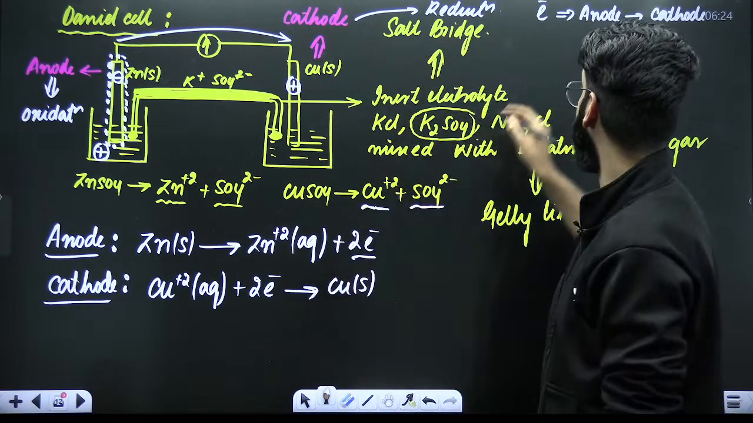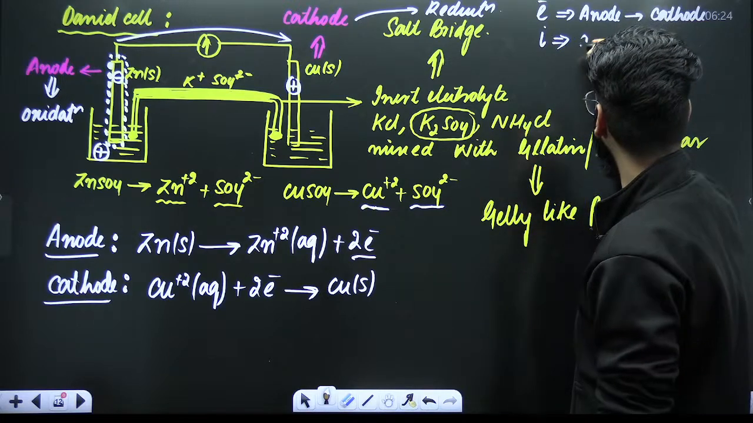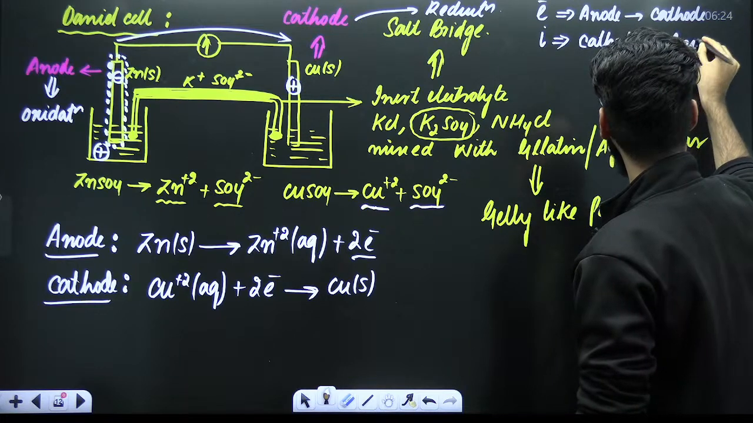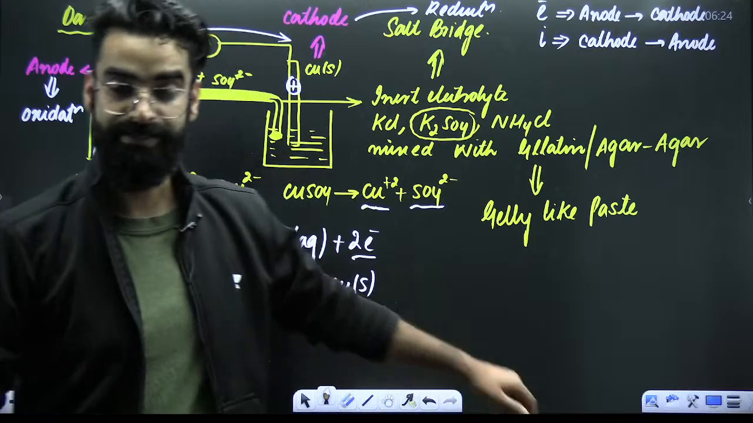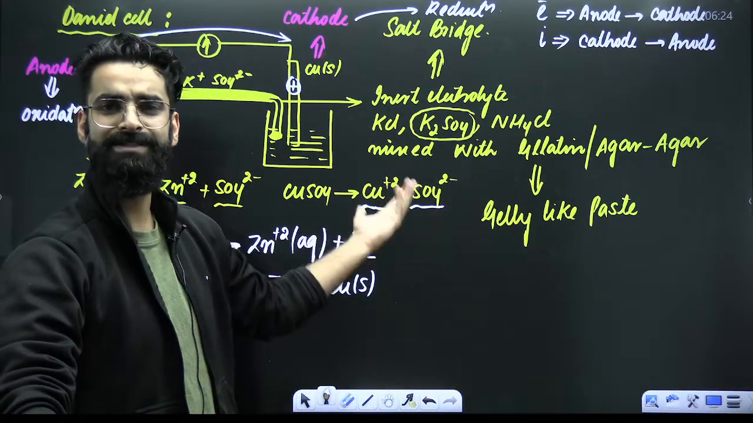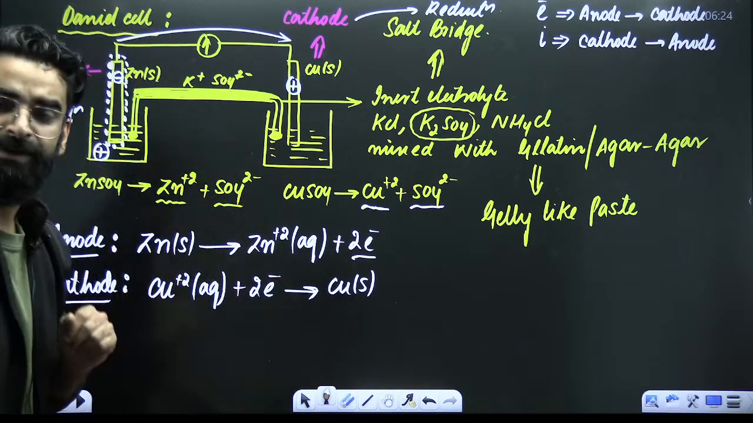And you must be knowing the direction of current is always opposite to the direction of electrons. So the direction of current is going to be from cathode to anode. This is the first question which can be asked. In case of your galvanic cell, in case of your Daniell cell, what is the direction of the movement of electrons? Anode to cathode. What is the direction of current? It's going to be from cathode to anode. Point number one.